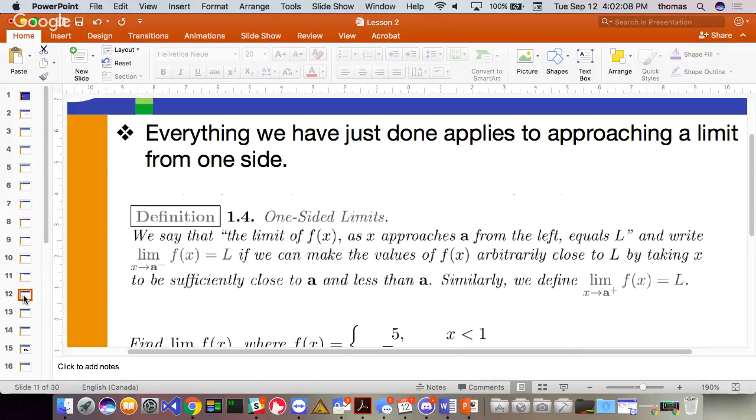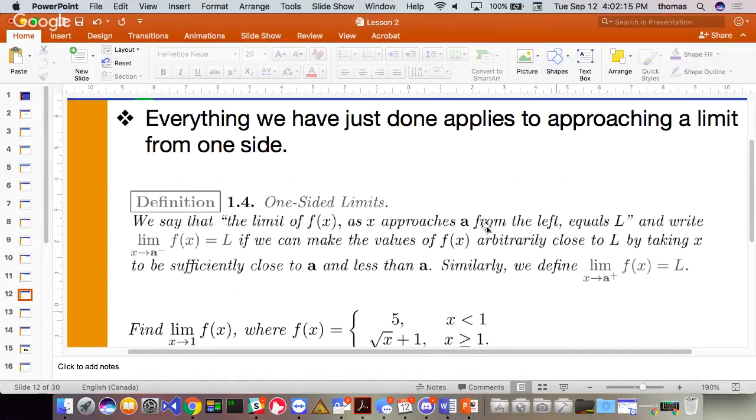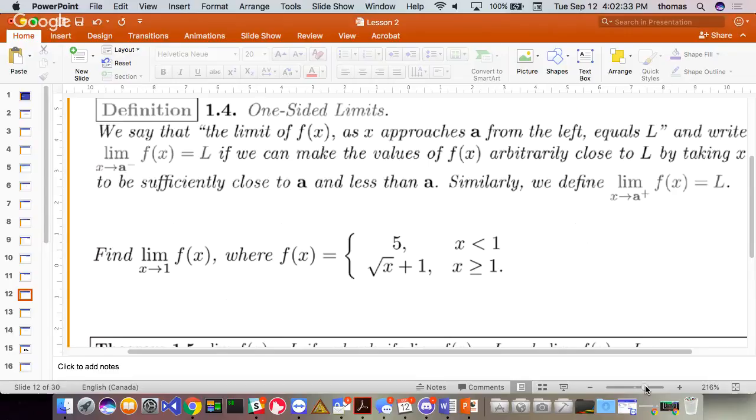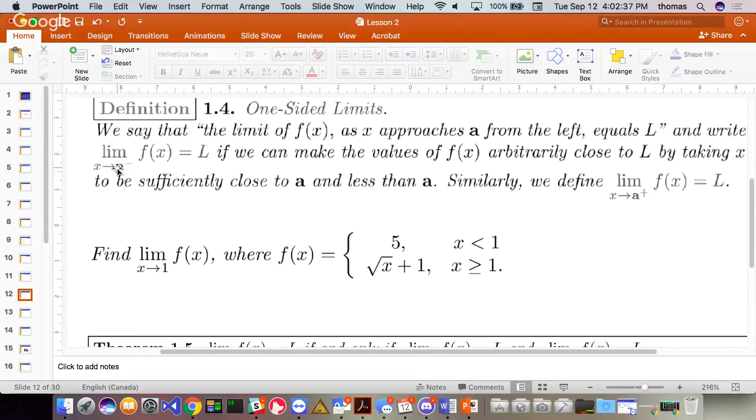All right. So everything we've done right now applies to approaching a limit from only one side. But for us to confirm that a limit exists, we need to approach it from both sides. And we have some funky syntax. Here's an example. If we say the limit of f of x as x approaches a from the left equals L, then we write x approaches a minus. There's a little minus on the top there. That's just the notation, the syntax in this mathematical language of ours, to tell us we're approaching it from the left.